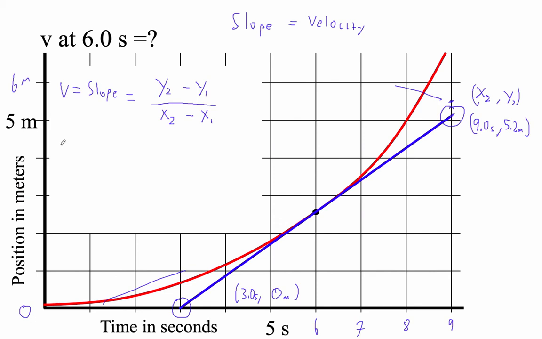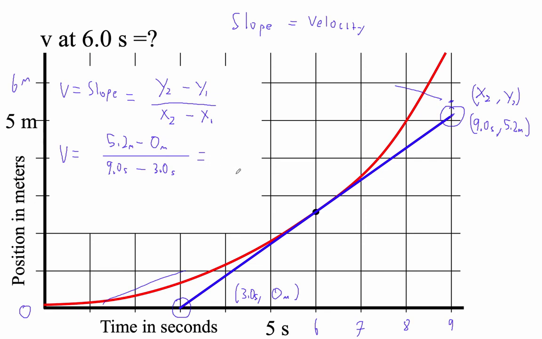So now our velocity is y2 minus y1. Here's y2, 5.2, minus y1, which is 0. This is meters, and that's meters. And then it's going to be x2 minus x1. x2 is this point here, so 9 seconds, minus x1, which is 3 seconds.